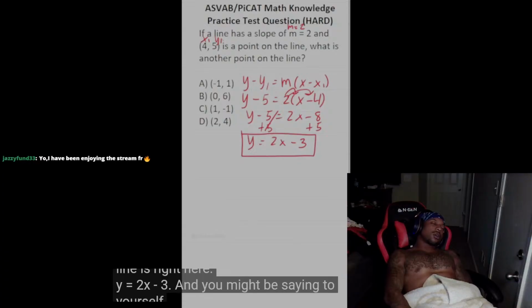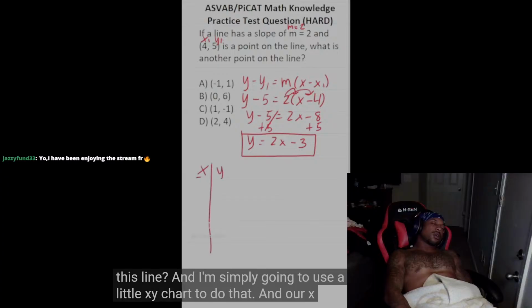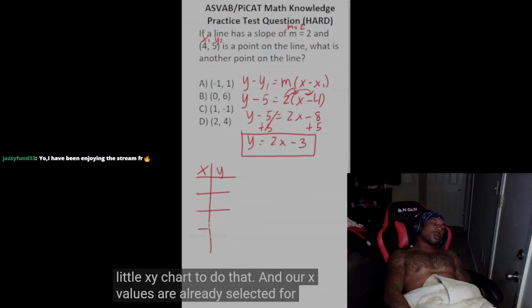And you might be saying to yourself now, how are you going to determine which of these points is on this line? I'm simply going to use a little XY chart to do that. And our x values are already selected for us, right?